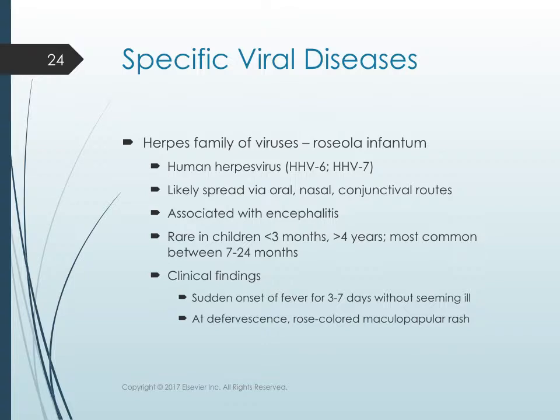Continuing on with other types of herpes viruses that we see in children, including Roseola infantum, which we talked about already. This is common in infants, usually about 6 to 24 months of age. It's a very classic presentation where they'll have a sudden onset of fever, usually for 3 to 4 days, without seeming particularly ill. And as the fever resolves and effervesces, a rose-colored maculopapular rash appears. And this is self-limiting, and usually the child feels much better when the rash appears.